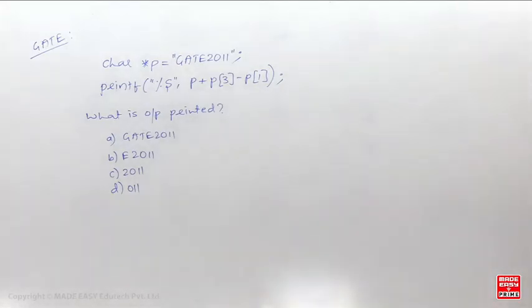So tell me, what is the output printed? Options are also given to you. Char star P, everything, all the diagrams I told you yesterday. You need to understand every line of your notes. GATE 2011, printf with percent d: P plus P of 3 minus P of 1. What is the output printed? So think carefully and answer.